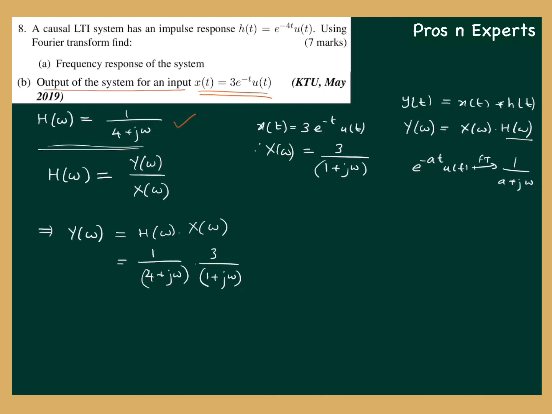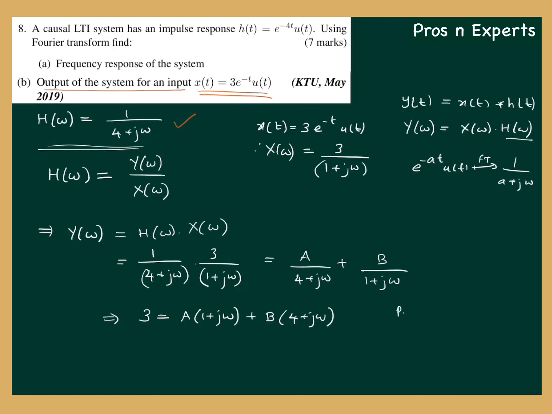Now what is the next step? This is in the form of factors, so we have to make it a partial fraction and then find the inverse transform. How will you make the partial fraction? This is equal to A by 4 plus j omega plus B by 1 plus j omega. You don't have to care about what is in the numerator, just put A by the first factor in the denominator, that is 4 plus j omega, plus B by the second factor, that is 1 plus j omega. Now find the LCM. So this becomes 3 is equal to A into 1 plus j omega plus B into 4 plus j omega.